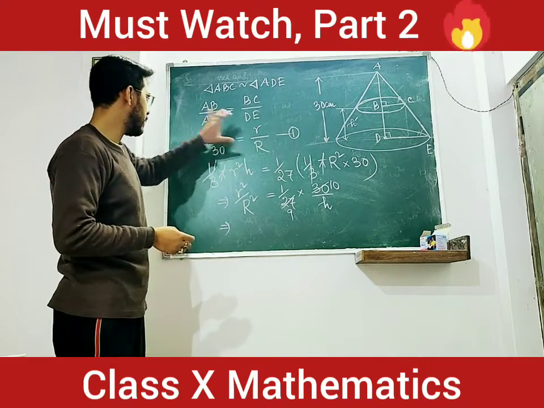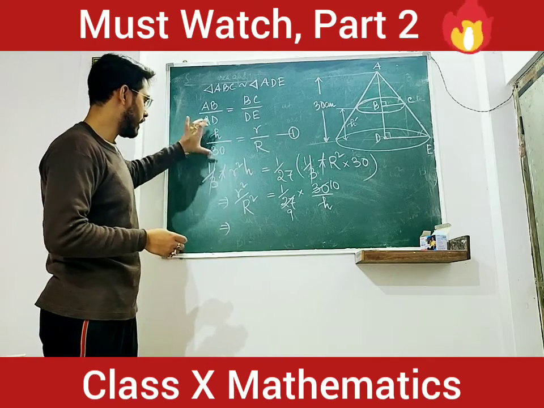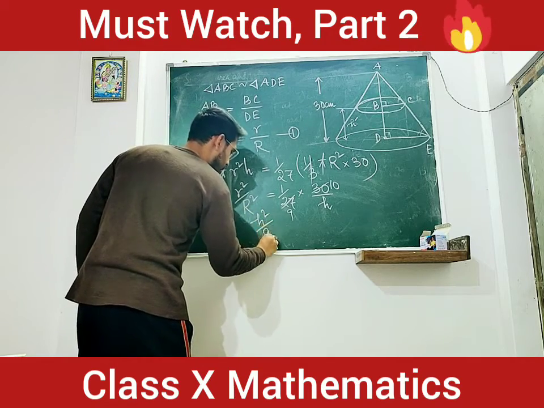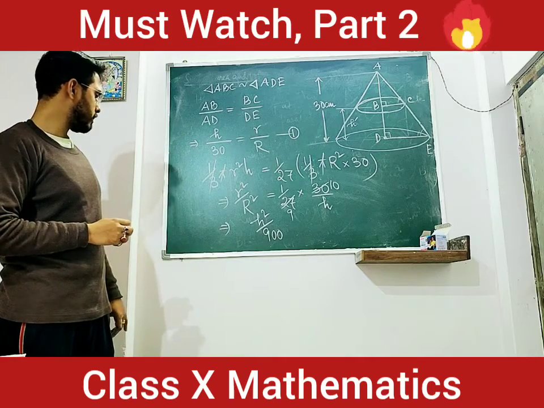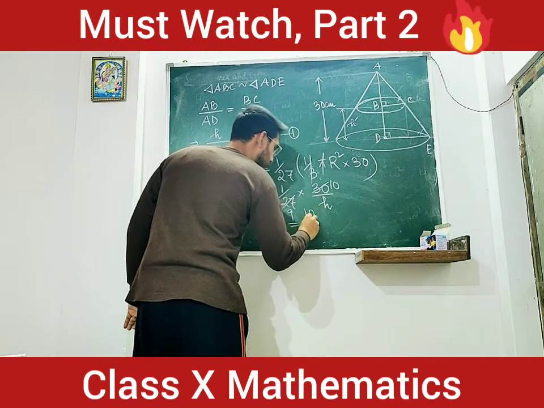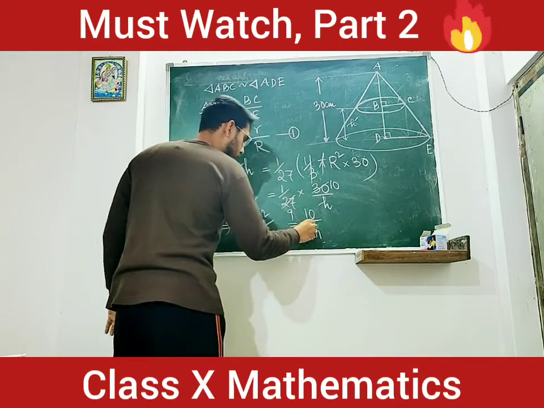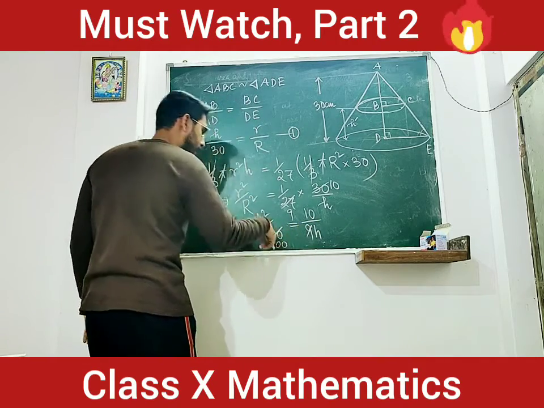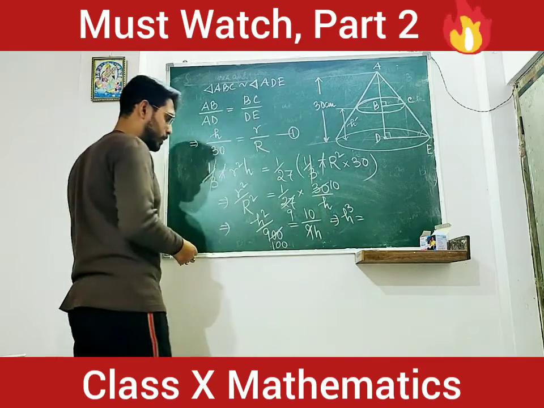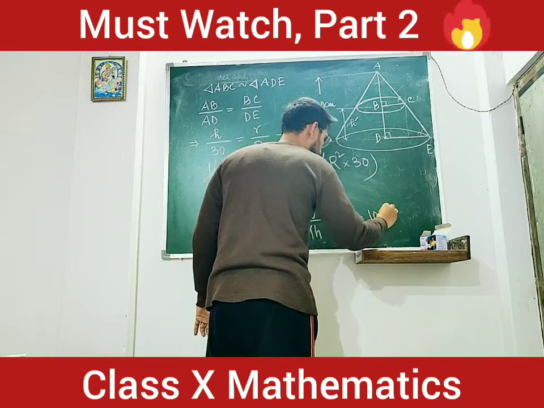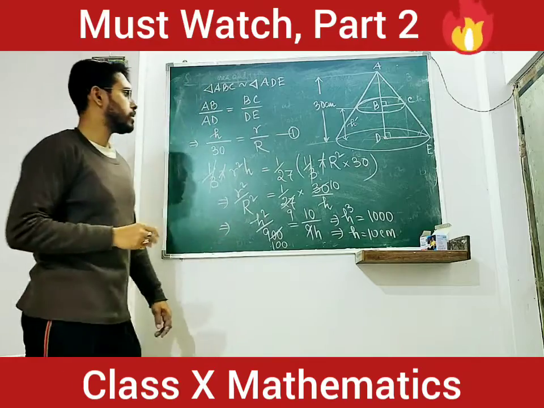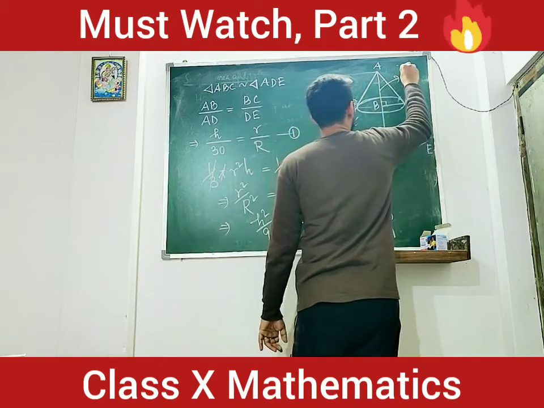Now see, this r by R is h by 30. So r by R whole square will be h square by 900. This much we can do here, right? And this will be equal to 10 by 9h. So we can cut this and make it 100, and we can take the 100 to the other side, and we can take the h here. So in total we get h cube equals to 1000. So automatically my h will be 10 centimeters. So I've got my h, which is 10 centimeters.